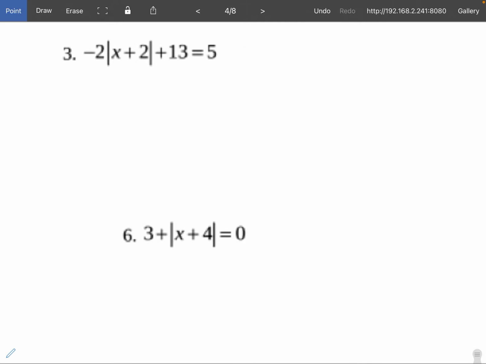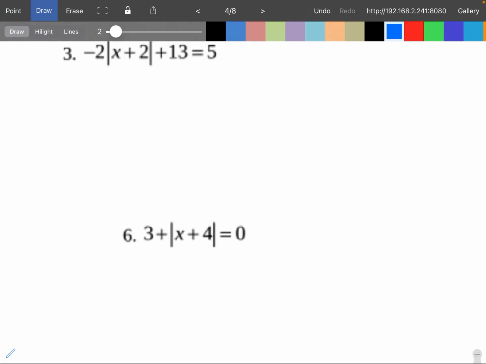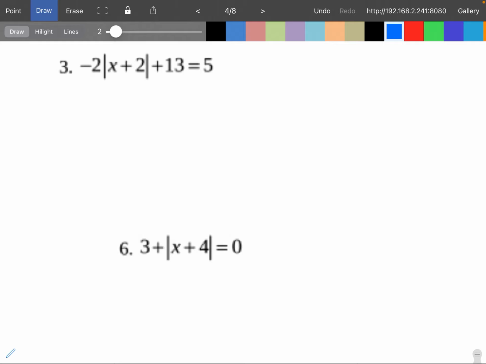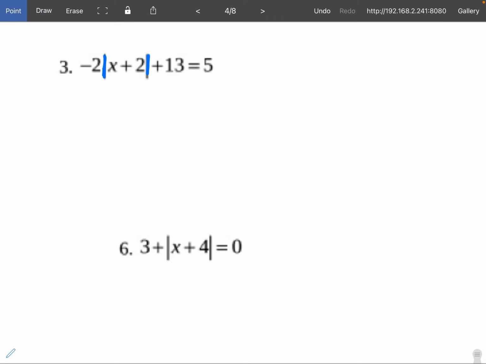All right? Let's keep going. So example 3. On 3, again, the first step is you've got to get this thing by itself. So what would you guys do first to get that by itself on the left-hand side of the equal sign?